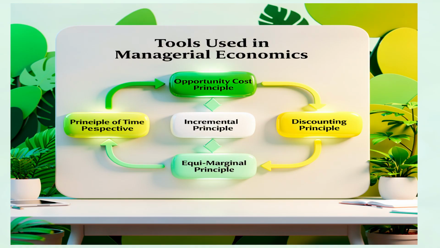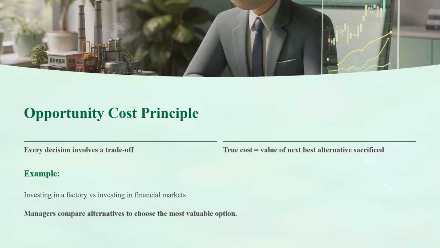Here, you have seen the flow chart of tools, where there are five types of tools used in managerial economics. That is the opportunity cost principle, the incremental principle, the equimarginal principle, the discounting principle, and the last one is the principle of time perspective. In the next slide, we will discuss the tools one by one. Now, let's talk about the opportunity cost principle.